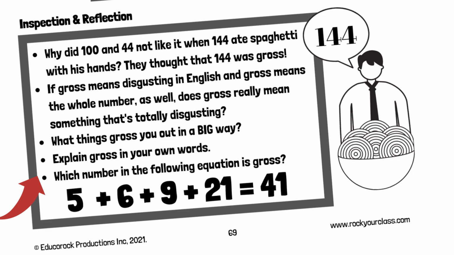What things gross you out in a big way? Explain gross in your own words. Which number in the following equation is gross? 5 plus 6 plus 9 plus 21 equals 41.